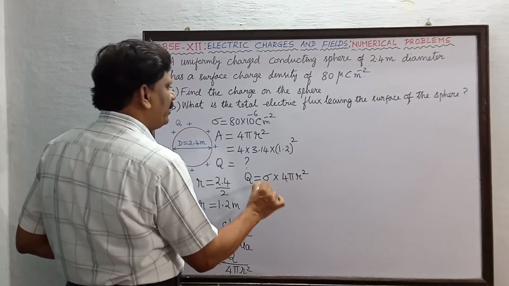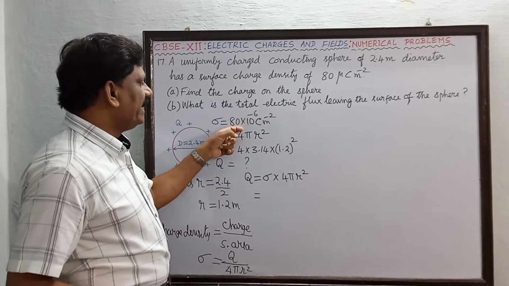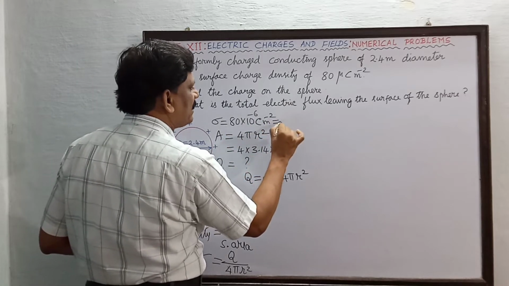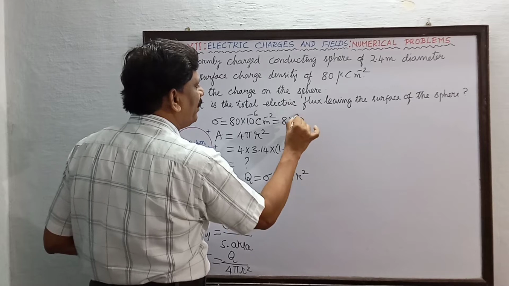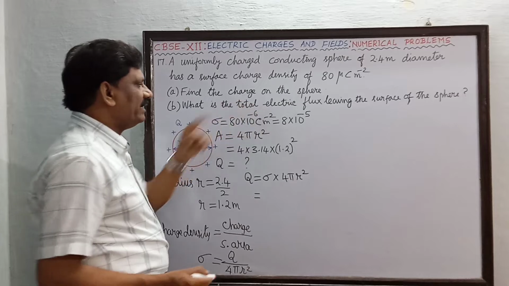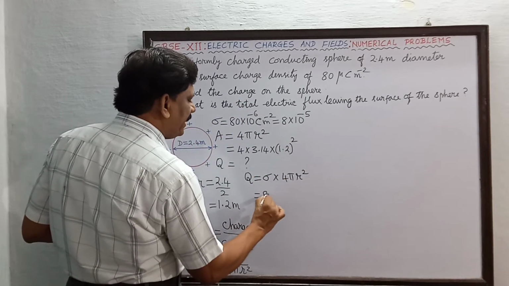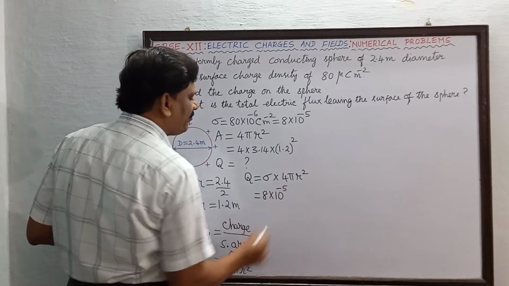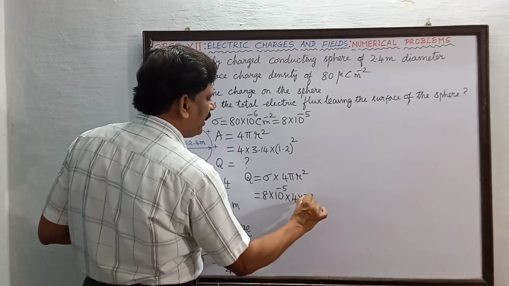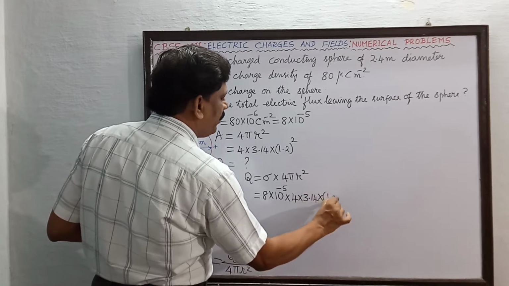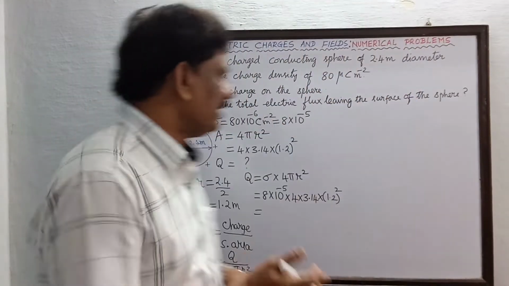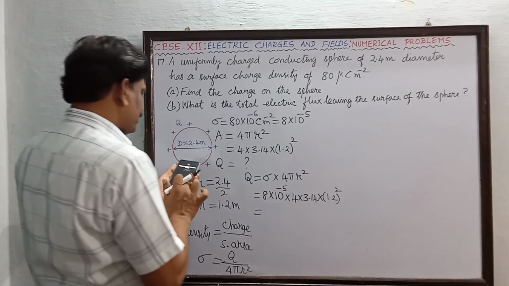So the value of sigma is to be substituted. It is 80 into 10 power minus 6, or 8 into 10 power minus 5. One zero can be adjusted here. So I will write sigma is 8 into 10 to the power of minus 5, into 4 pi, so this is 4 into 3.14 into 1.2 the whole square. So this calculation we are supposed to do, is it not? So now the calculation is to be done.